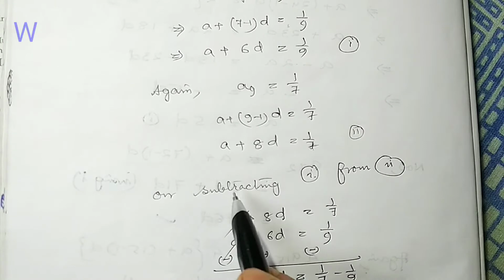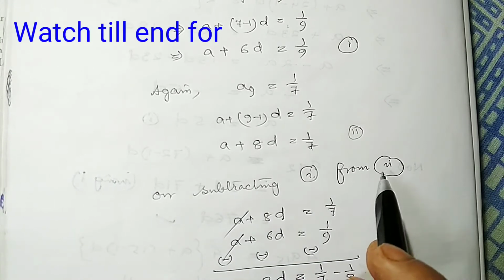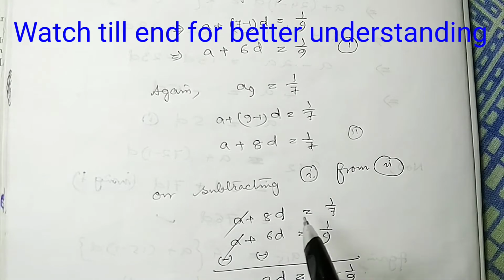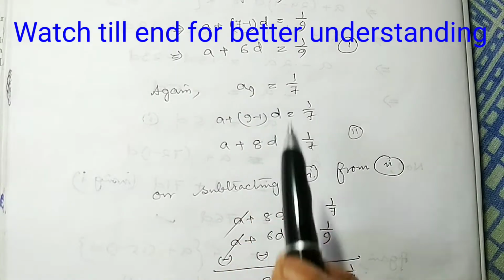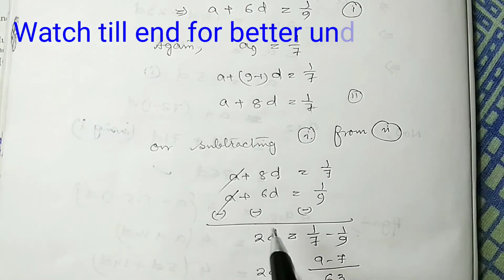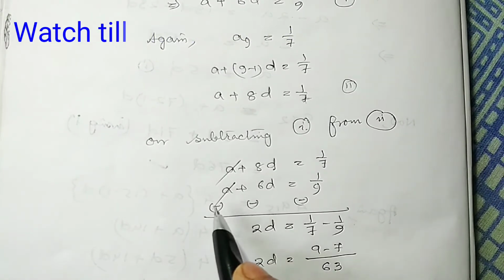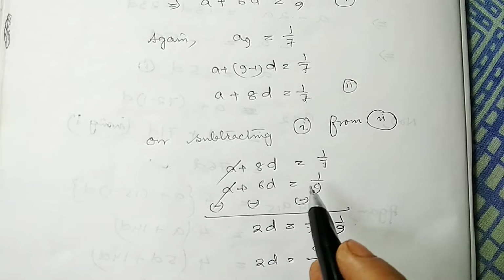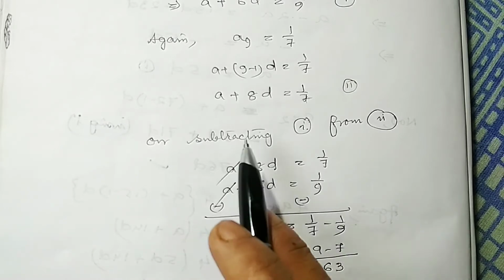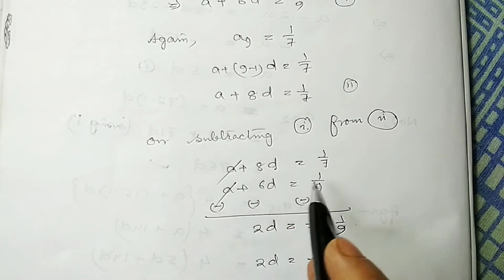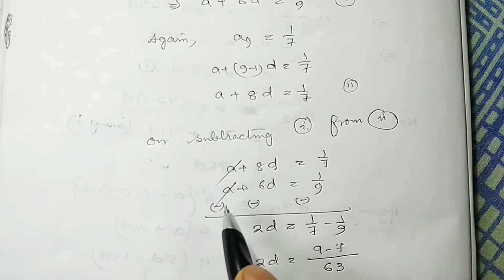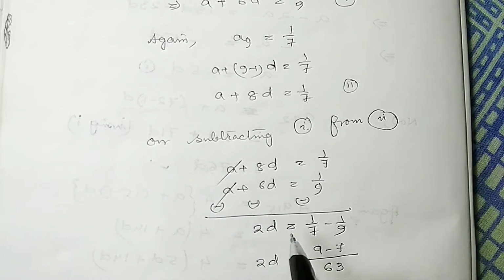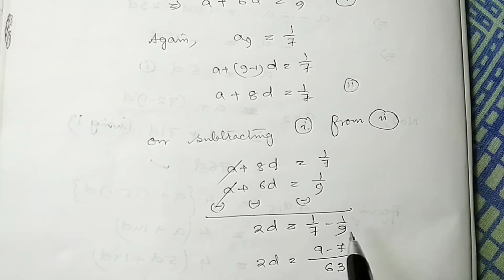Now on subtracting equation 1 from 2, equation 2 is A plus 8D equal to 1 by 7. This one we have to write first, then A plus 6D is 1 by 9. Now if I subtract, then the sign here will change. Plus will become minus. Since we are subtracting, the sign of the second expression will change. A and minus A cancel. 8 minus 6, 2D equals 1 by 7 minus 1 by 9.